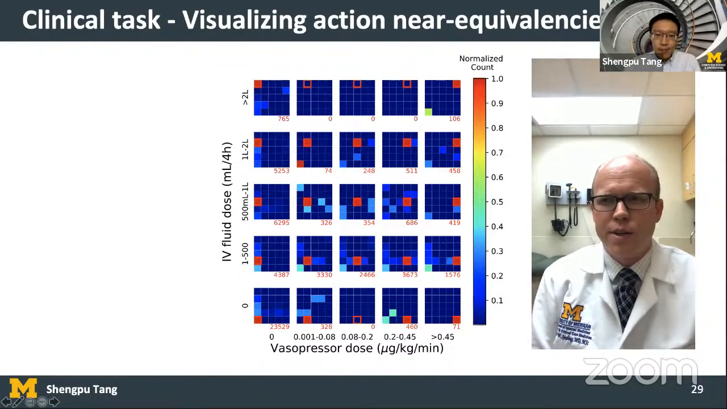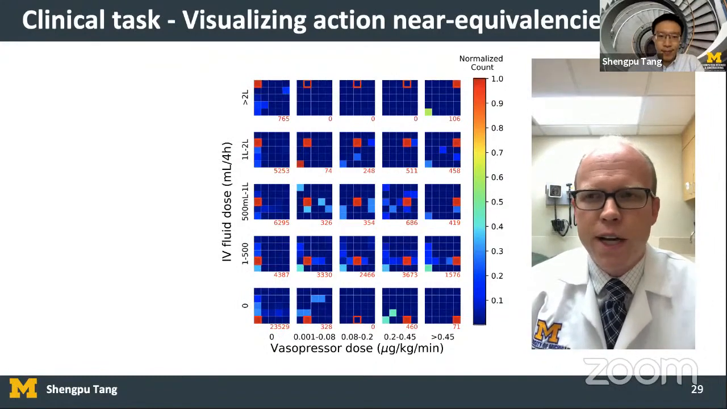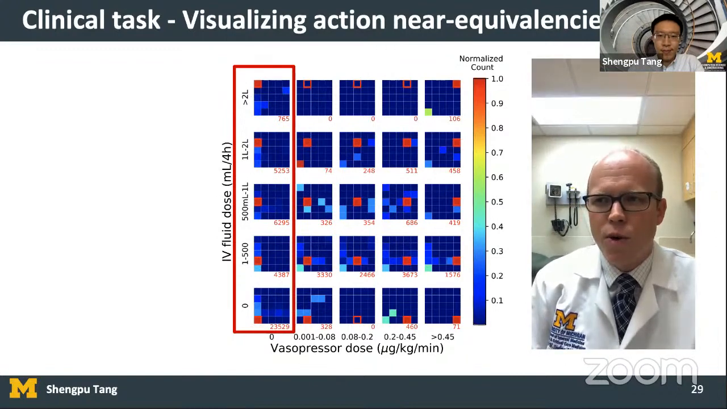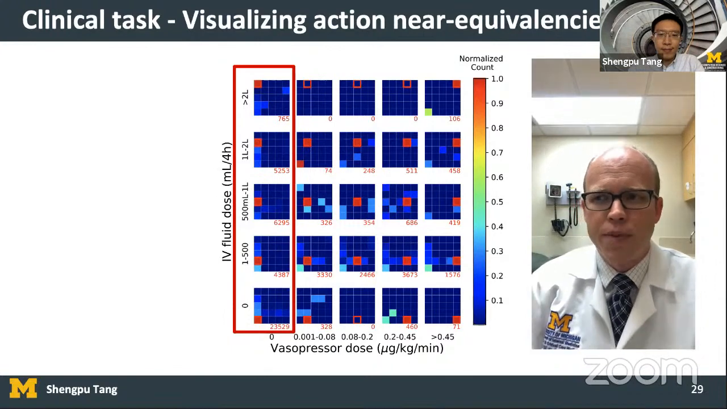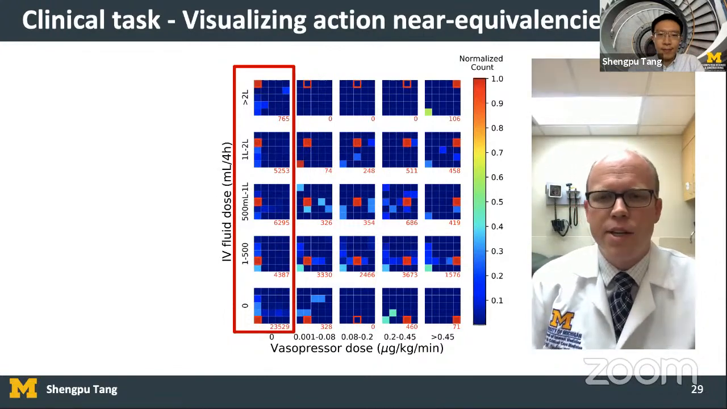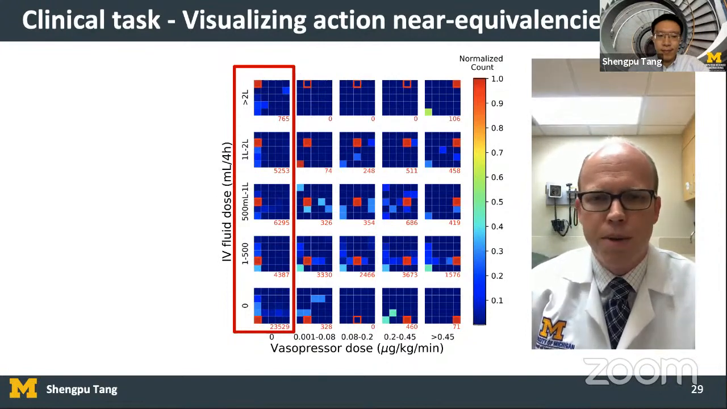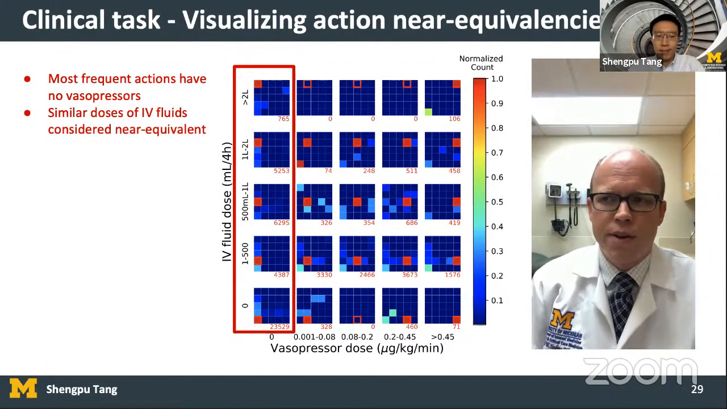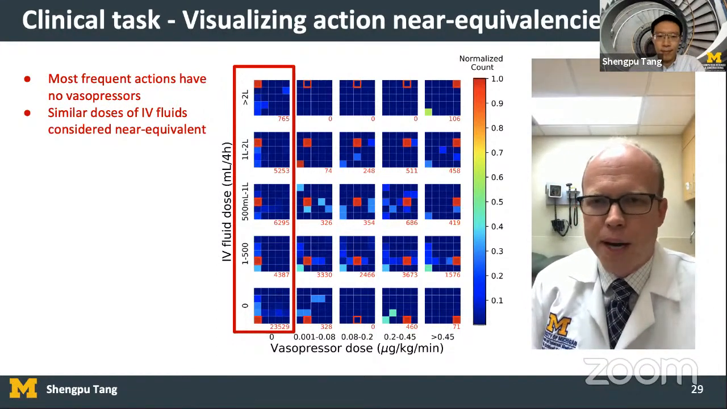Results of this figure are consistent with what I would expect based on my clinical expertise. So first, take a look at the first column from the left. These actions correspond to when fluids are administered, but no vasopressors are administered. And you can see vertical bands in each cell, which means that similar doses of IV fluids without vasopressor treatment are frequently considered near equivalent. And this corresponds to what I would expect physiologically, that when patients are given similar doses of a medication, we would expect them to respond in a similar manner.